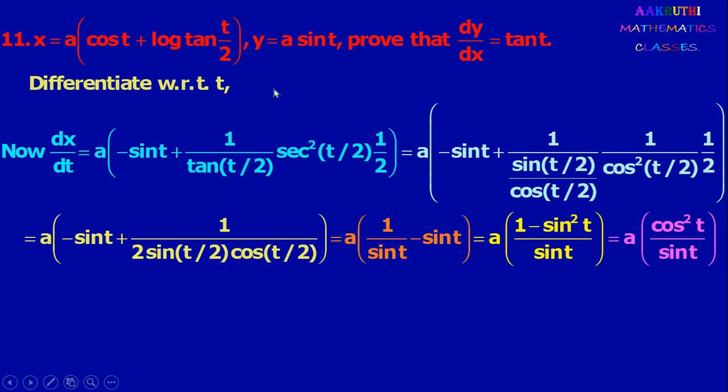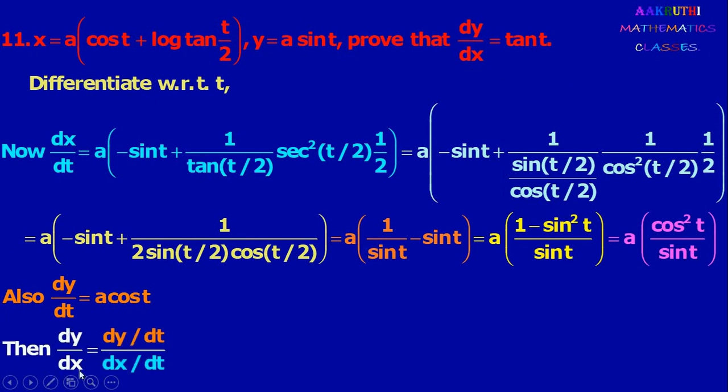So next we find dy by dt. Now here it is given y equal to a sin t. So a is constant, sin t differentiation is cos t. Therefore dy by dt is a into cos t. Question is to prove dy by dx equal to tan t. So find dy by dx. So dy by dx is dy by dt divided by dx by dt.